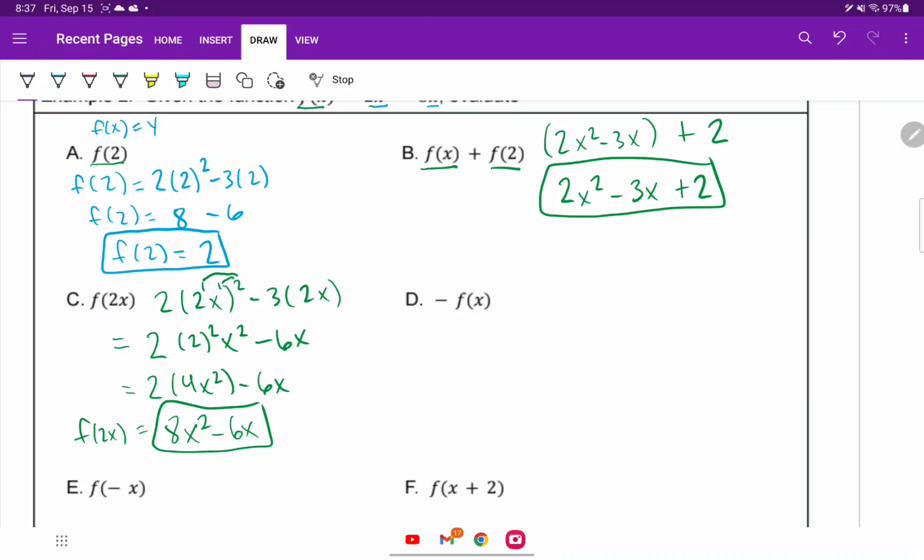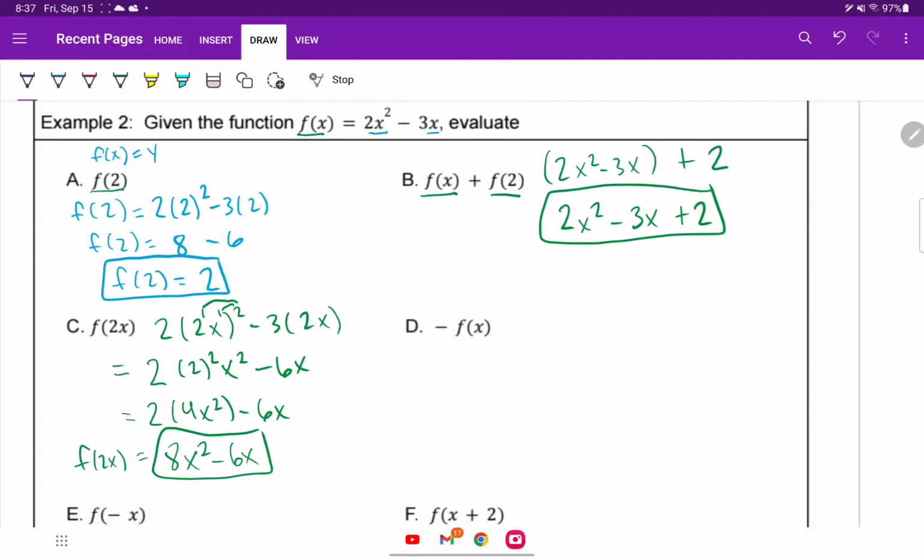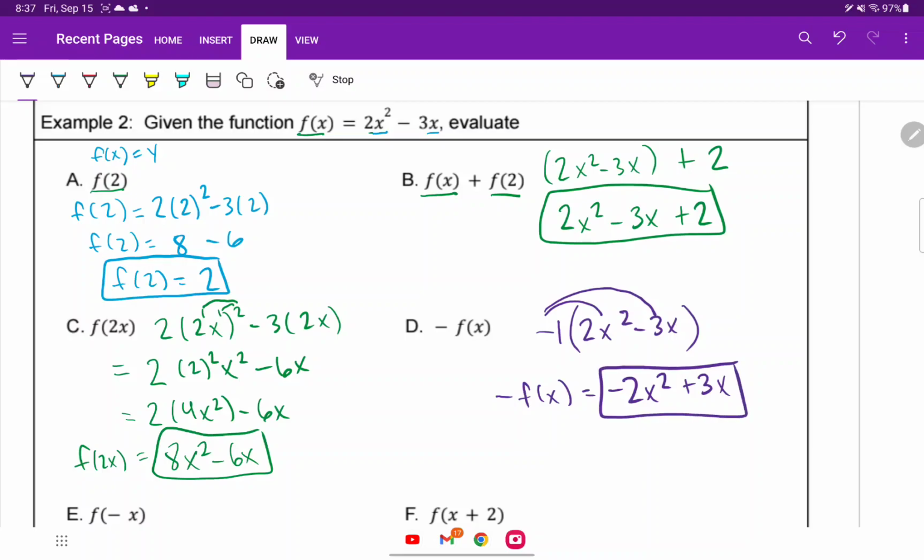All right, next we're going to do this letter D, which is negative f of x. So for here, it's telling me to write the function 2x squared minus 3x, but this negative in front is telling me to multiply this whole thing by negative, okay? So if you're unfamiliar with the negative, it really just flips the signs, but you can also make it a negative 1, so you can see that you distribute it to each term inside the parentheses. So negative f of x is going to equal negative 1 times 2x squared is negative 2x squared. Negative 1 times negative 3x is positive 3x. And we can't combine like terms, so that is our final answer there.